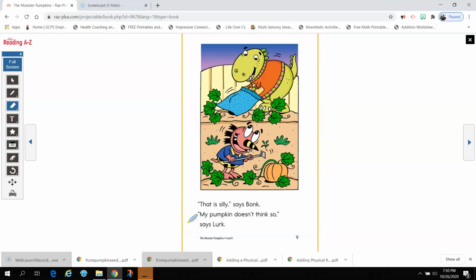But look, I see some more right here. So let's keep reading. "My pumpkin doesn't think so," says Lurk. Here's another quote from Lurk. He says, "My pumpkin doesn't think so." Remember, in this part of the story, Lurk was giving his pumpkin a blanket and singing to his pumpkin.